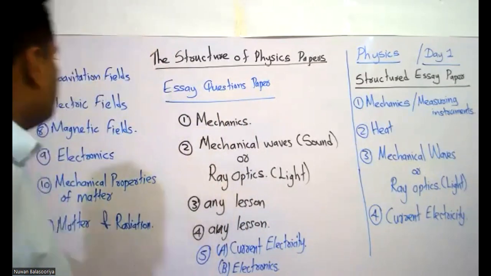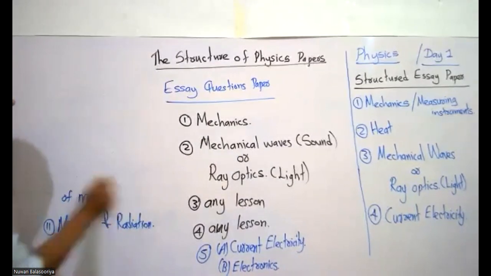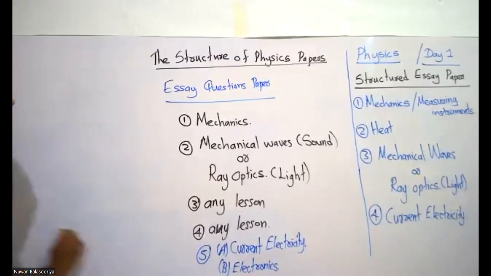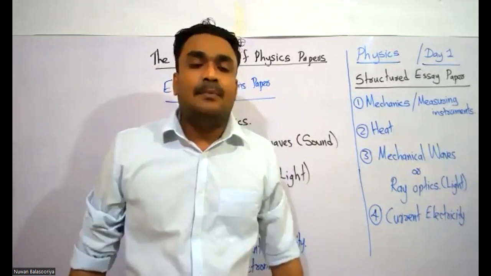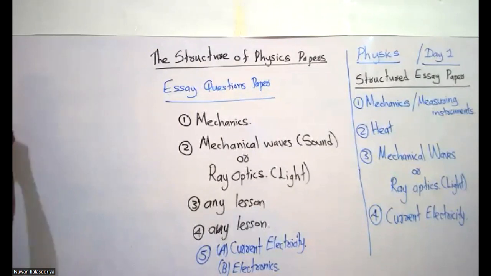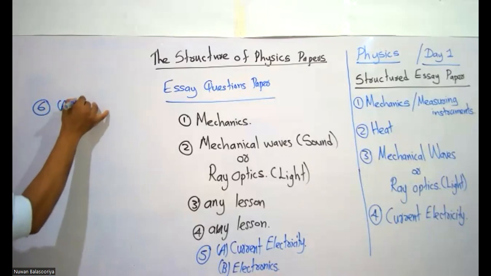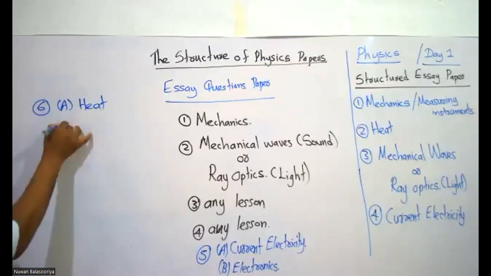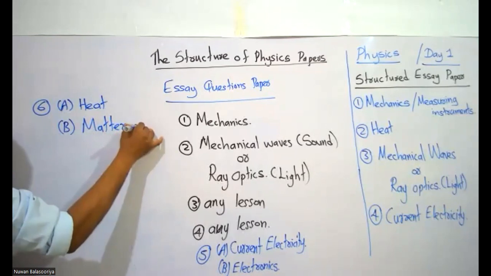Right. Question number 6 also the same. There will be 2 questions as capital A and capital B. You should select one of them. Okay, dear? So for question 6, you have to select one of them. Capital A question is given from thermodynamics or thermal physics, heat. Question B is given from matter and radiation.